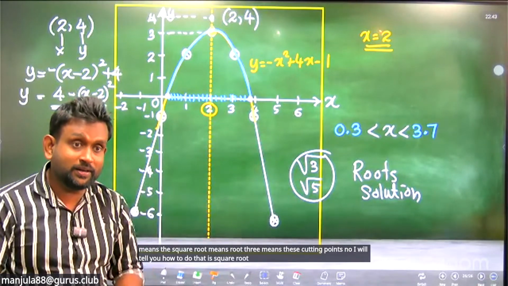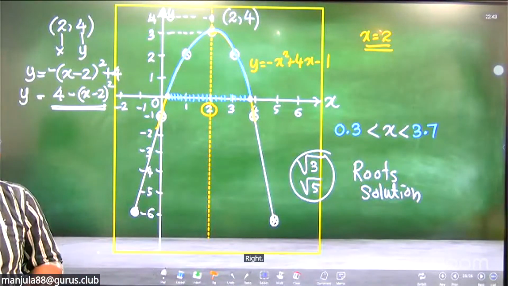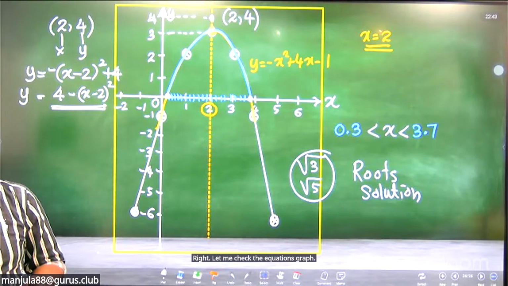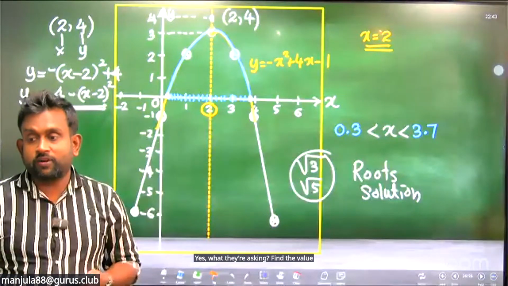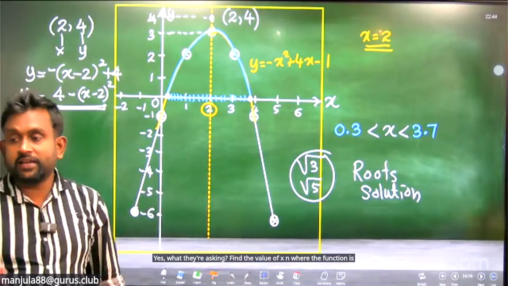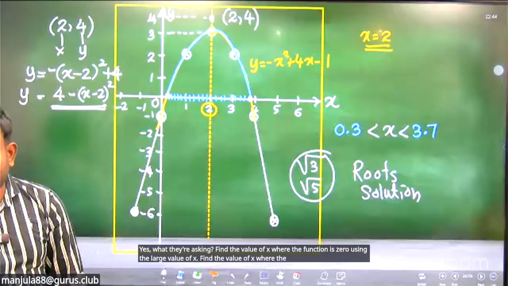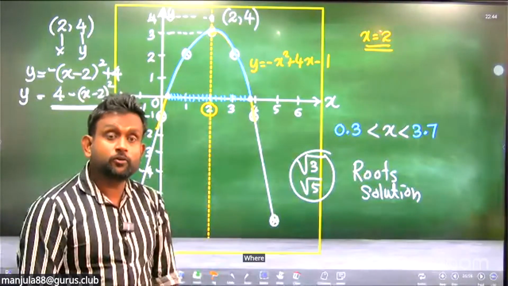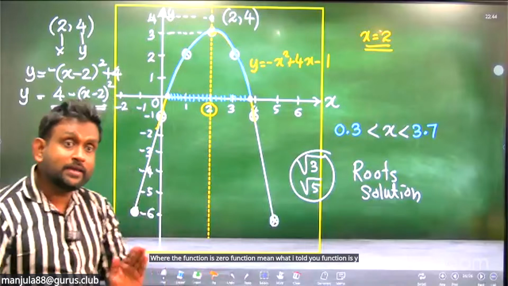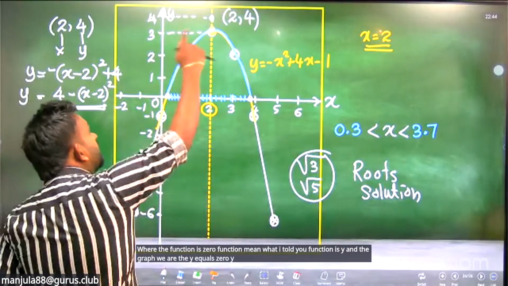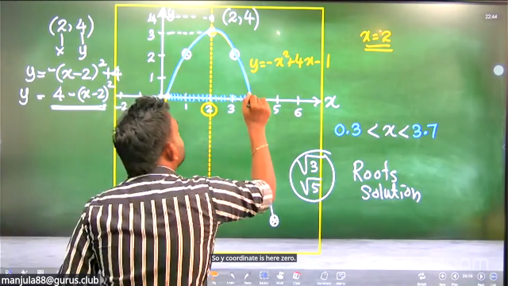That's the hardest part of the graph equations. Let me check the equation's graph. What they're asking: find the value of x where the function is 0. Function means y on the graph. Where y equals 0 happens on the x-axis, so the y coordinate here is 0.